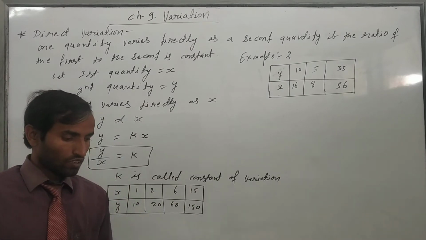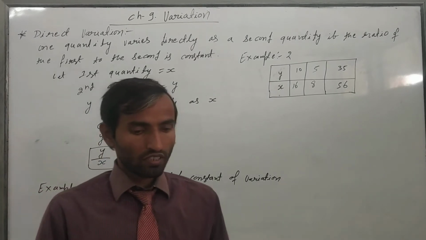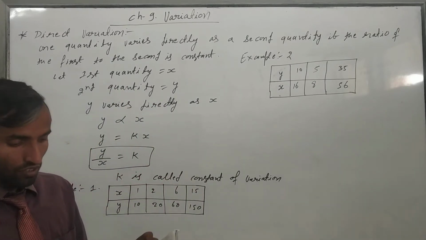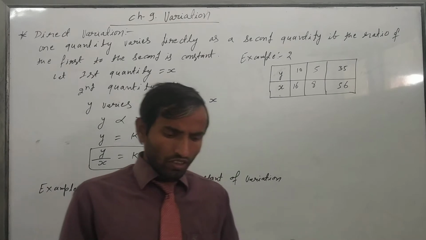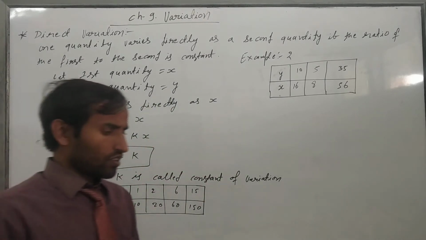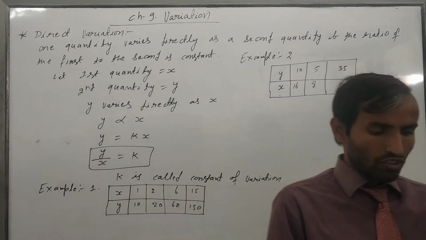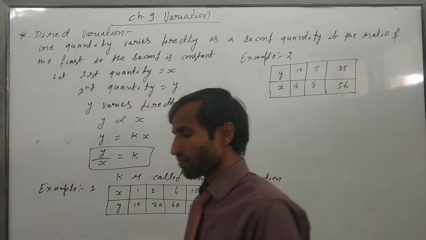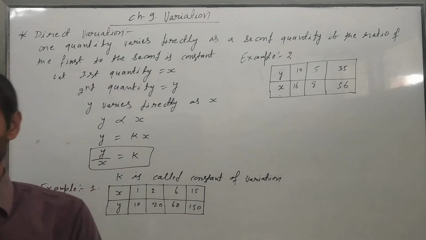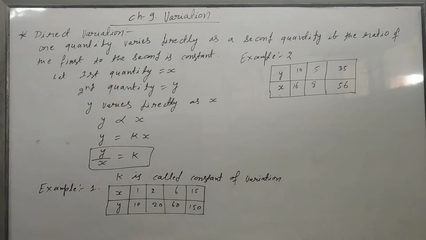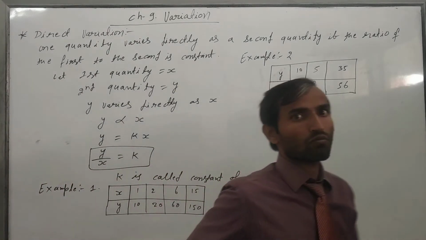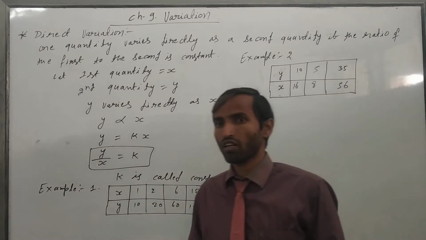Till the previous class I have explained exercise 8E, which is based on compound interest. That was our last topic for this chapter, chapter number 8. Now we have to start the next chapter, the ninth chapter, that is variation. Variation means some quantities vary with respect to another quantity.